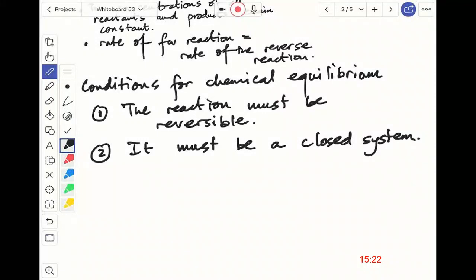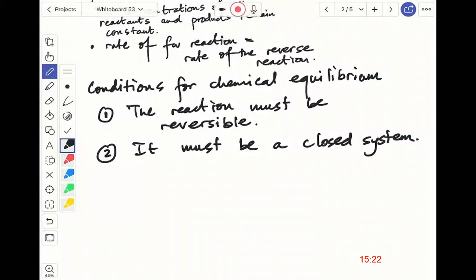So what does that mean? That means that specifically because in lots of reactions we deal with gases, it must be a closed system. Now, none of the gases should be allowed to escape the system, because if the gases escape the system, they cannot partake in either a forward or a reverse reaction. So those are the two conditions for chemical equilibrium.